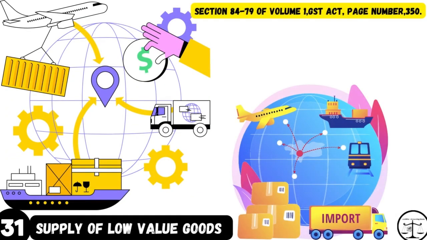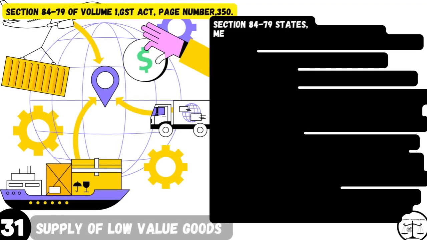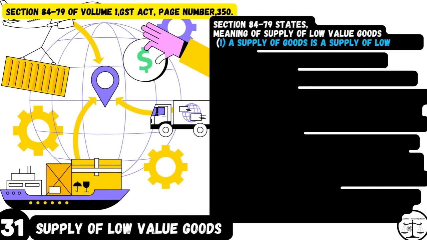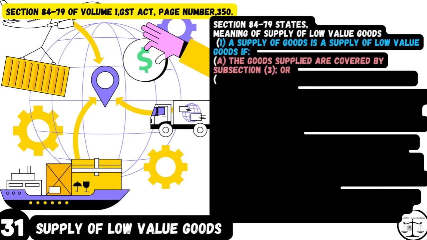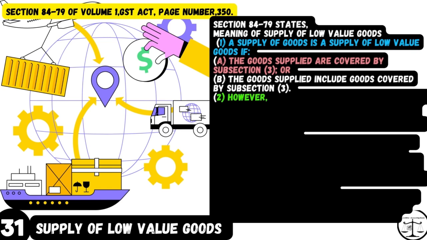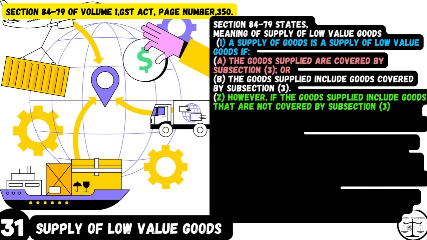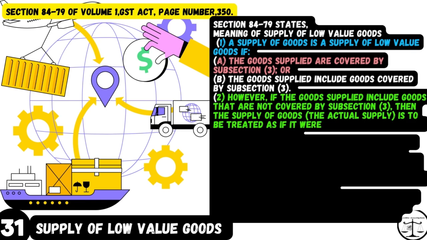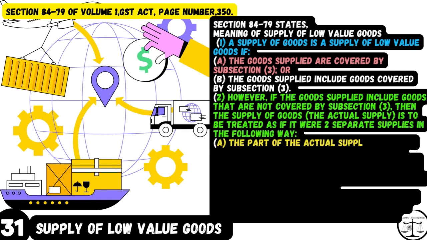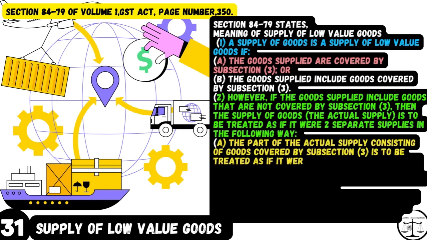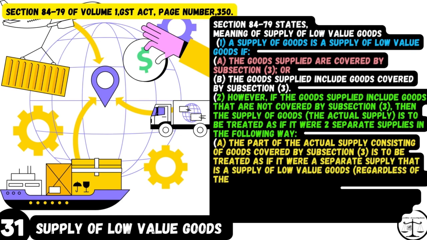Word number 31. Supply of low-value goods has the meaning given by Section 84-79. That is Section 84-79 of Volume 1, GST Act, page number 350. Section 84-79 states: Meaning of supply of low-value goods. 1. A supply of goods is a supply of low-value goods if a. The goods supplied are covered by subsection 3, or b. The goods supplied include goods covered by subsection 3.